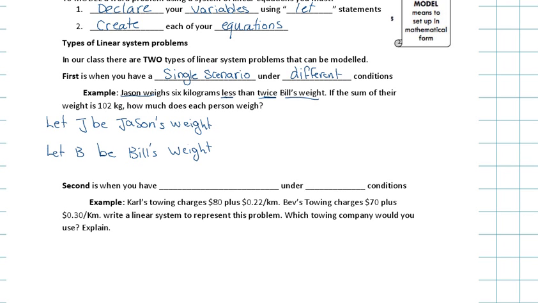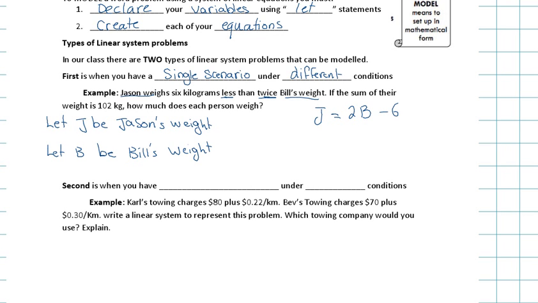So Jason's weight is what? So Jason's weight is equal to what? B times 2, so 2B. It's 6 less, minus 6. Right? Twice is Bill. That's twice Bill's weight. So if Bill is 100, then 100 times 2 is 200. That's what it's saying. Twice of Bill's weight. But it's 6 less than that.